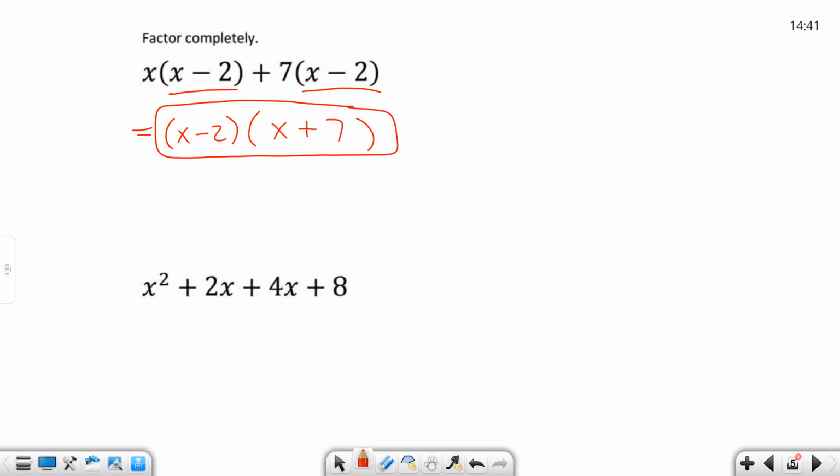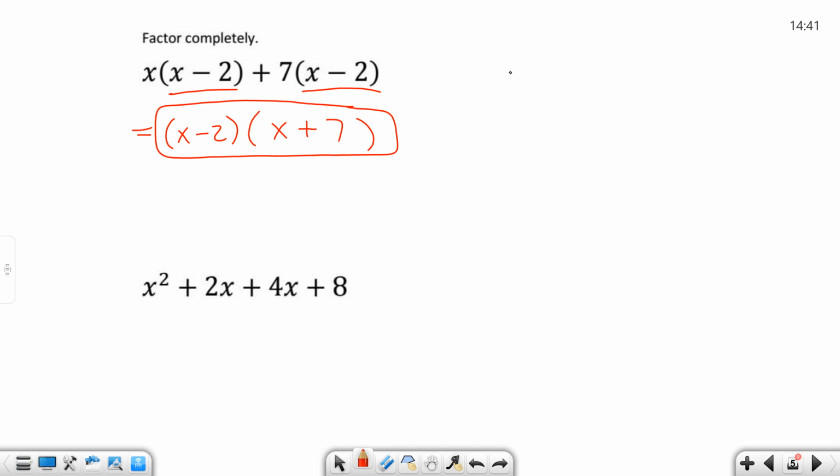How do I know I'm done grouping or done factoring? There are no pluses and minuses outside of parentheses. There's no powers bigger than 1. And I don't have a GCF anywhere. So this plus sign, see it's not in parentheses? That tells me I'm not done factoring. Okay? That tells me I'm not done factoring when I see a plus sign outside of parentheses.